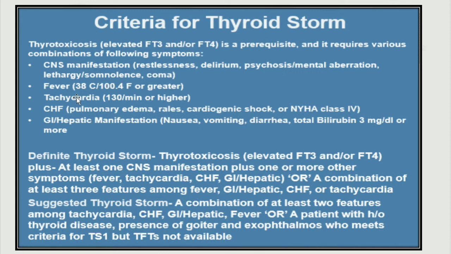Fever 38 degrees centigrade, 100.4 degrees Fahrenheit or greater, tachycardia 130 per minute or higher, CHF, pulmonary edema, cardiogenic shock, and NYHA 4, GI hepatic manifestations like nausea, vomiting, diarrhea, total bilirubin 3 milligram per deciliter or more.